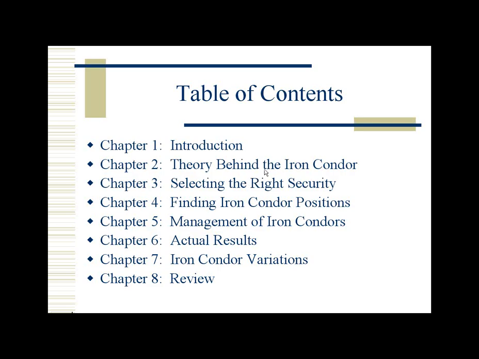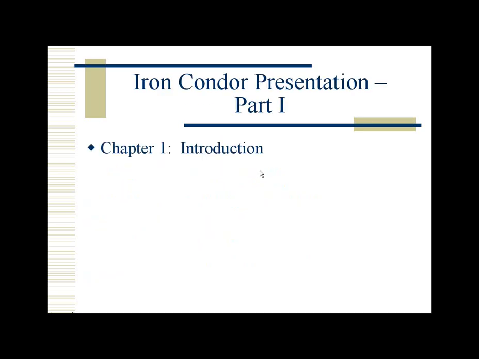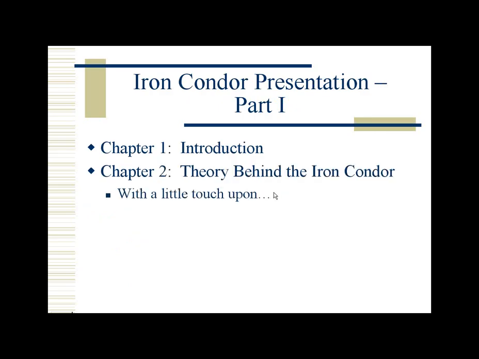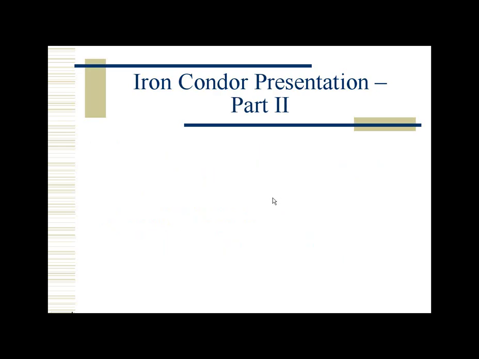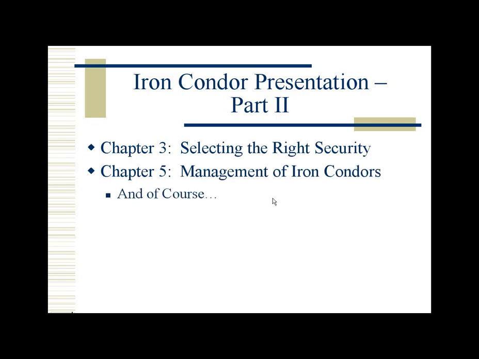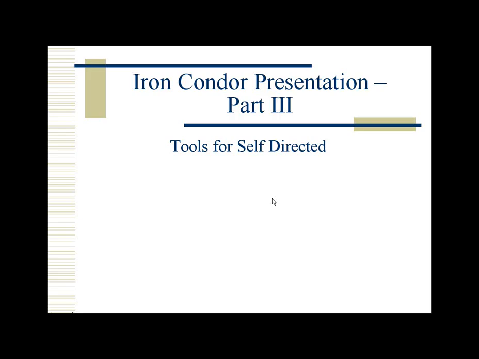For those of you that might not have caught up with us yet, Part 1 of the Iron Condor presentation, which was a few weeks ago, reviewed the introduction from Chapter 1, the theory behind the Iron Condor positions from Chapter 2, and we also touched a little bit upon the actual results from Chapter 6 and Chapter 7, some of the variations of the double diagonals and the iron butterflies. Part 2 of our Iron Condor presentation discussed selecting the right securities. We went a little bit in depth on that. Chapter 5 touched on the management of the Iron Condors, and of course going over the review a little bit. Those are available for you. The archive presentations will show you later on where you can get to those.